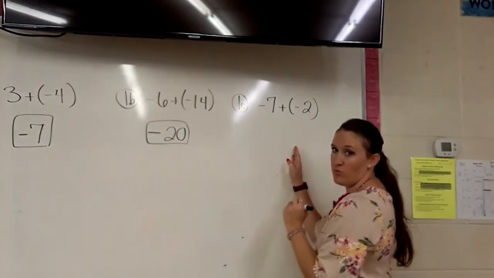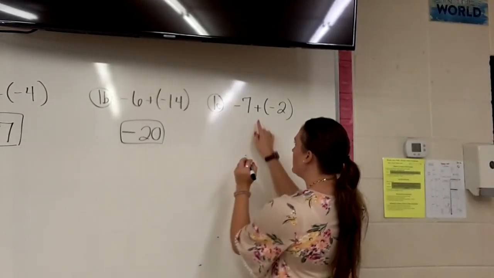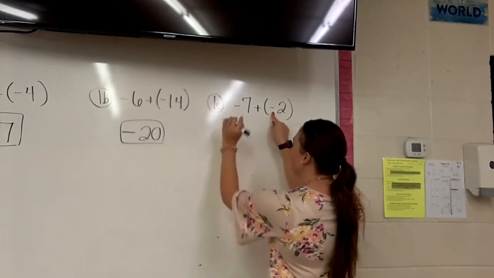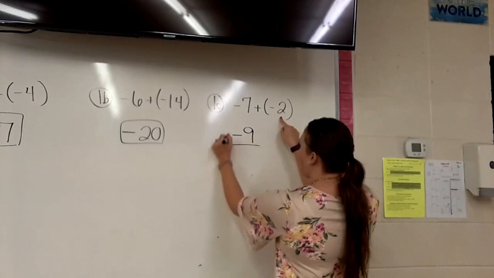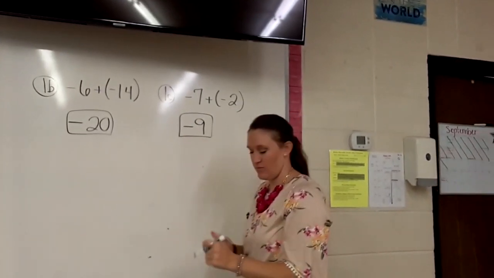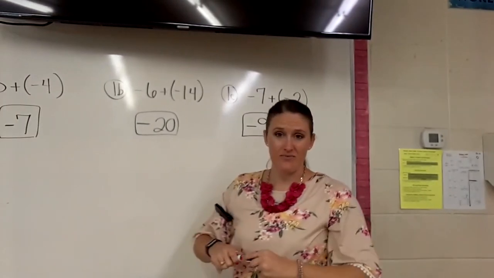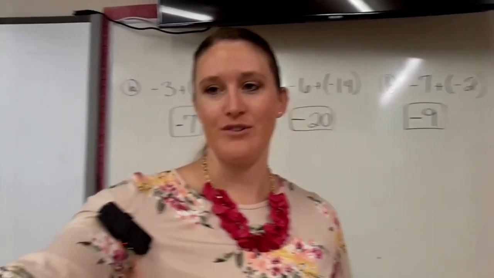Okay, and then on problem 1C, we have -7 plus -2. We're adding with the same sign, so we keep that negative. 7 plus 2 is 9. So -7 plus -2 is -9. Did you get them right? Good. Okay. So now let's look at example 2.